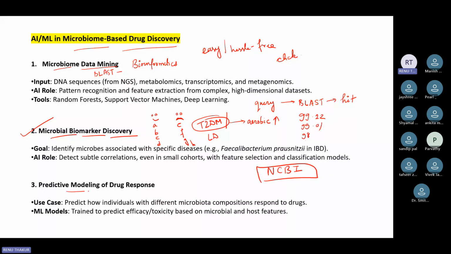Now, predictive modeling of drug response. This is through protein or gene modeling, docking.